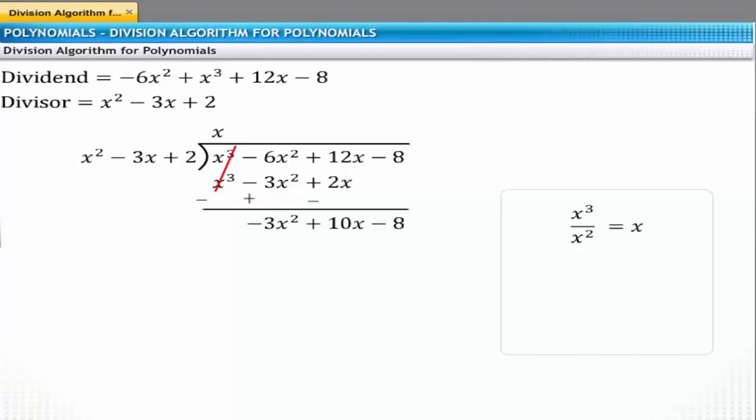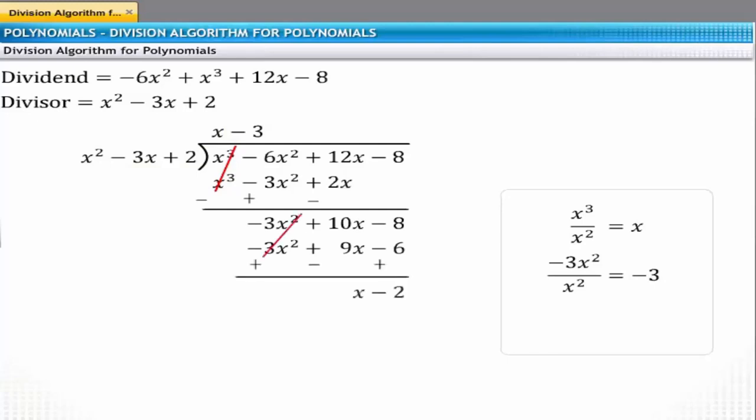To get the second term of the quotient, divide the first term, minus 3x squared, of the new dividend by the first term, x squared, of the divisor. So we get minus 3 as the second term of the quotient. Multiplying the divisor with the second term of the quotient and subtracting the product, minus 3x squared plus 9x minus 6, from the dividend gives x minus 2 as the remainder. Now, x minus 2 is our new dividend and the divisor is x squared minus 3x plus 2.